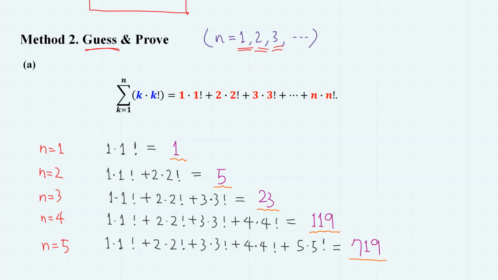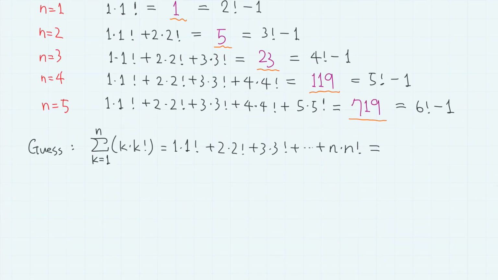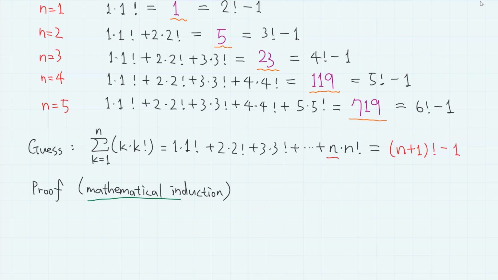Now, if you are familiar with the values of factorials, you can easily notice that this is equal to 2 factorial minus 1, and 5 is equal to 3 factorial minus 1, and 23 is equal to 4 factorial minus 1, 119 is equal to 5 factorial minus 1, and 719 is equal to 6 factorial minus 1. Therefore, it is reasonable to guess that the partial sum for general n must give n plus 1 factorial minus 1 for all natural numbers n. Let's prove this with mathematical induction.